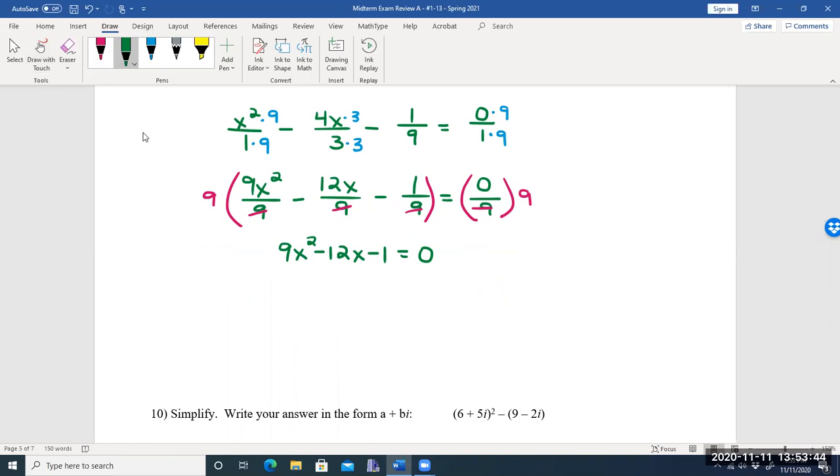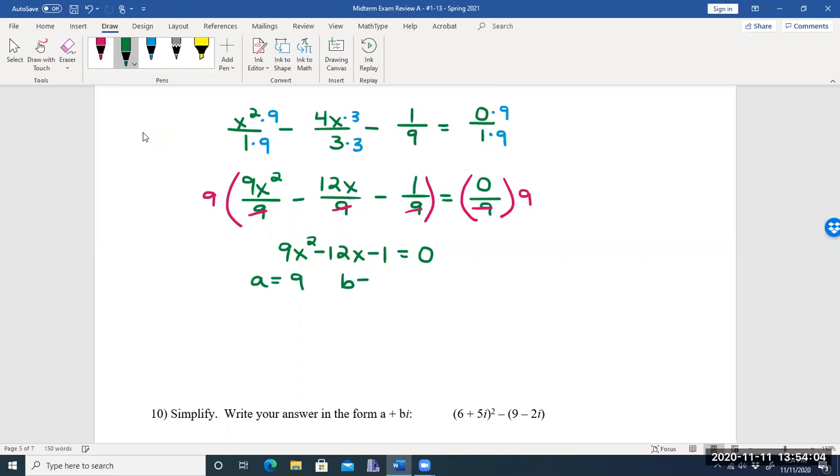I could try to factor if I want to. It actually won't factor though, but we would have to use the AC method of factoring, so it doesn't factor quickly. It actually doesn't factor at all, but even if it did factor, it wouldn't factor pretty fast. So I'm going to use the quadratic formula.